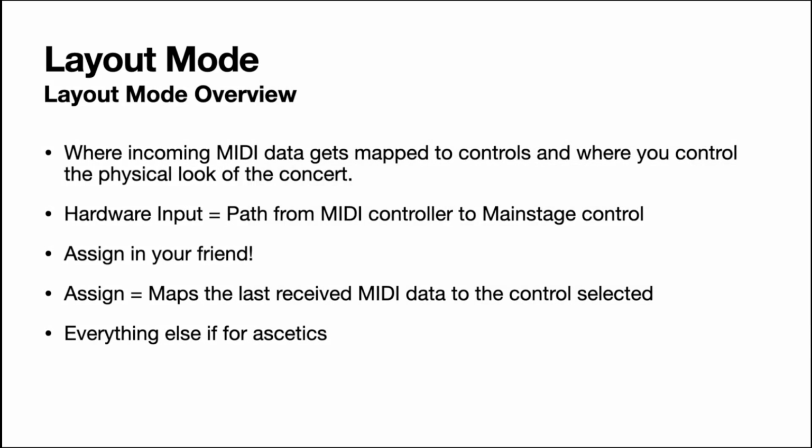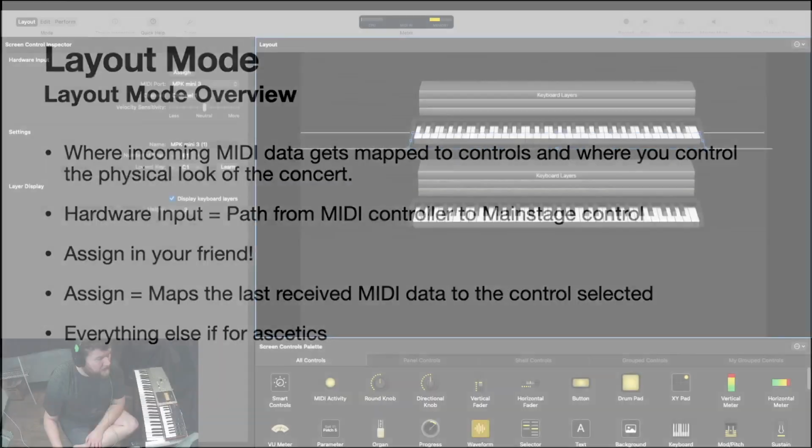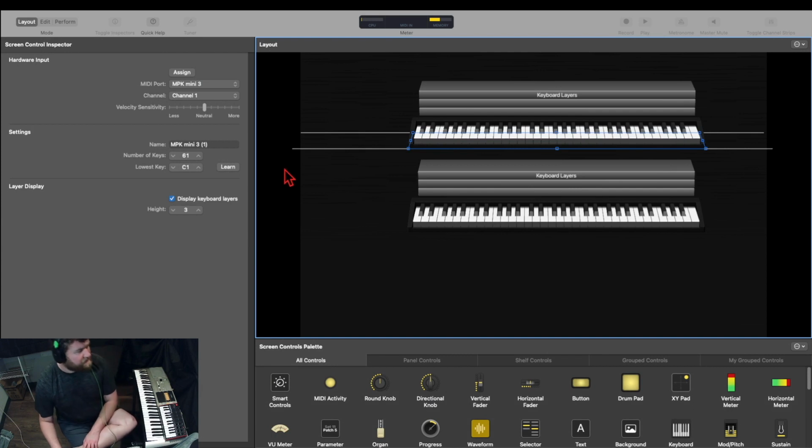Everything else is just kind of for aesthetics, so let's kind of screw around here. So learn is kind of like the assign button, but it's for a different purpose. I want to maybe make this look like this, with the correct number of keys. So obviously the small one is not 61 keys. Let's start with that small one. So let's learn the smallest key.